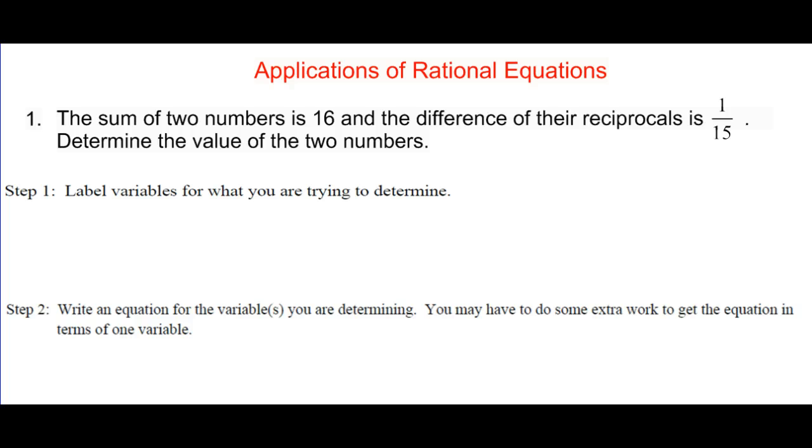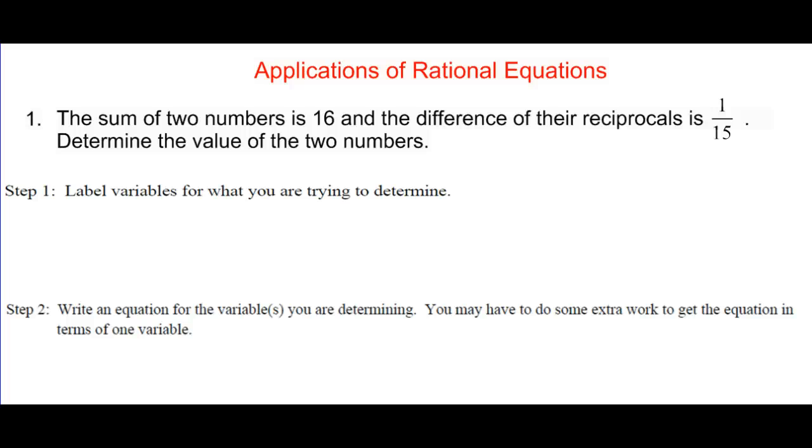Okay, real stuff. Application. The sum of two numbers, it's big. It's like in a different font than we're used to. We're like Times New Roman, but this is like Arial or something. Anyway, it's a very important question.